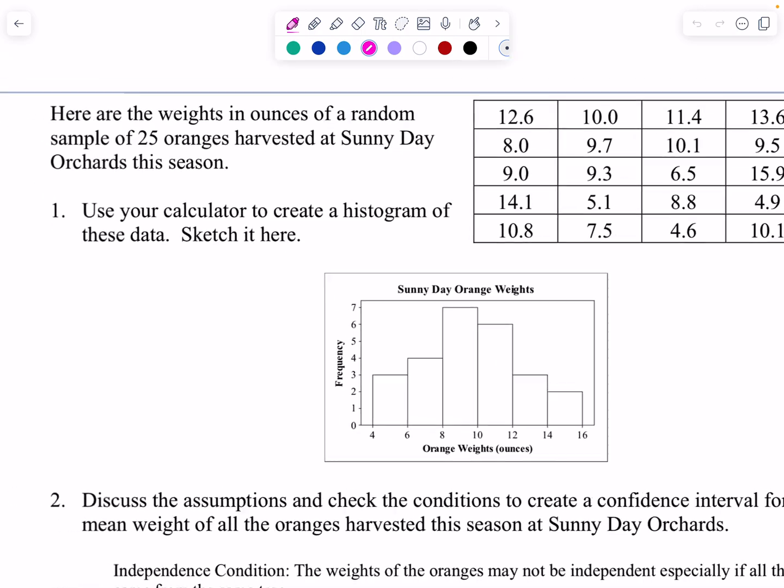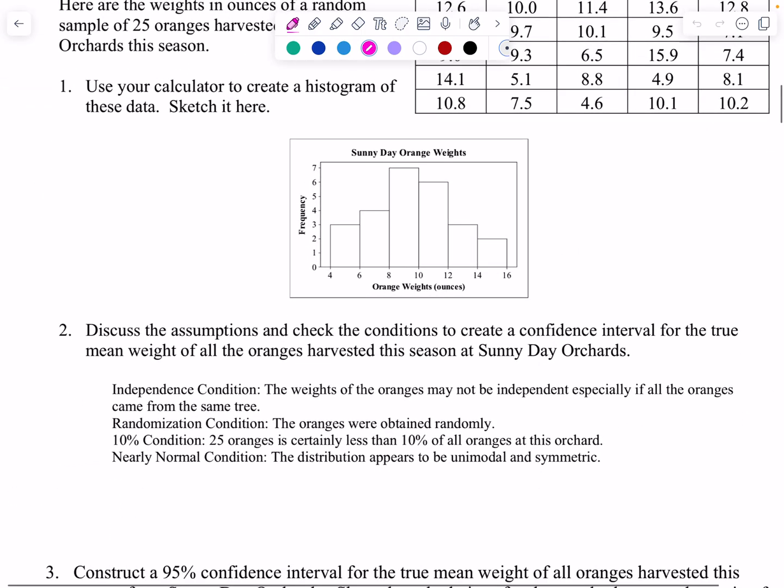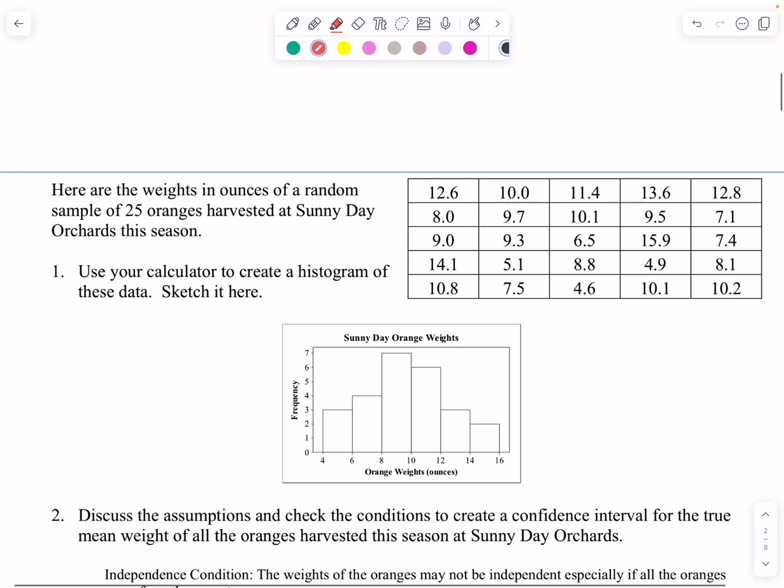All right, so for the next one, it asks to discuss the conditions. The conditions that I'm requiring for you to do, I see that there's a bunch of conditions, is the random condition and the normal condition. Those are the 2 that we've been doing. So random condition is that, yes, they were randomly obtained because that's what it says right here.